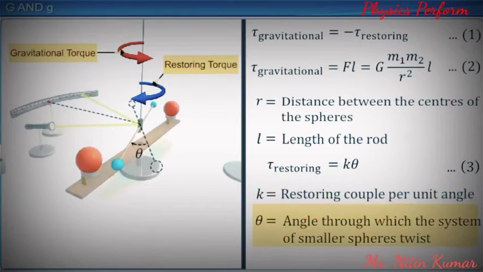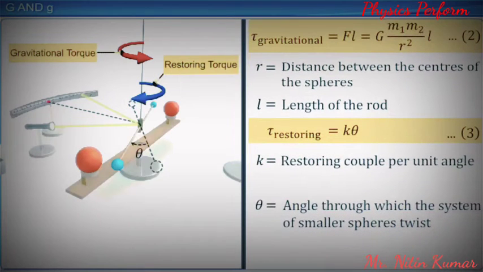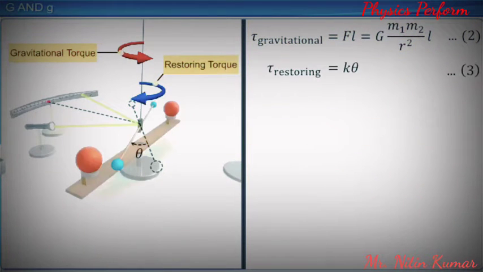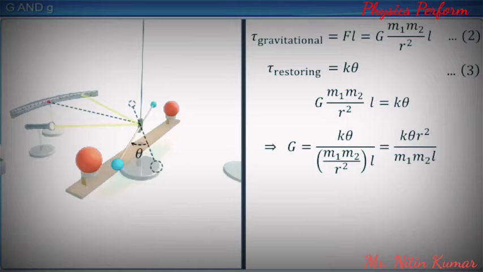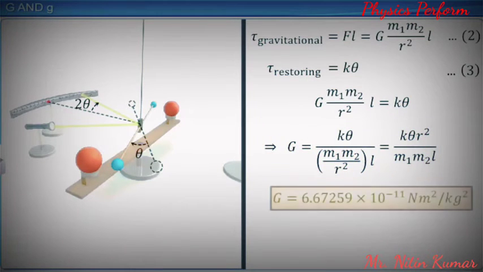We equate equations 2 and 3 and hence deduce the expression for G. The value of theta can be obtained precisely by using the lamp, mirror, and the scale arrangement as shown here. By knowing the values of the other quantities in the expression, the accurate value of G is found to be 6.67259 multiplied by 10 raised to the power minus 11 Newton meter square per kg square.